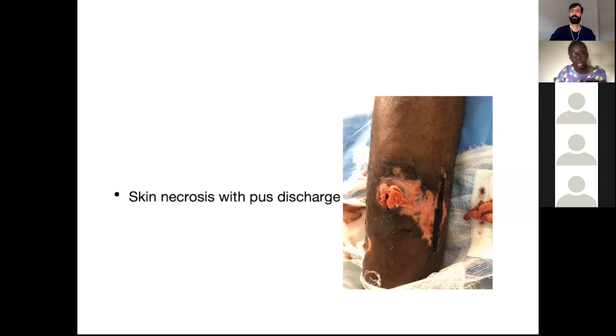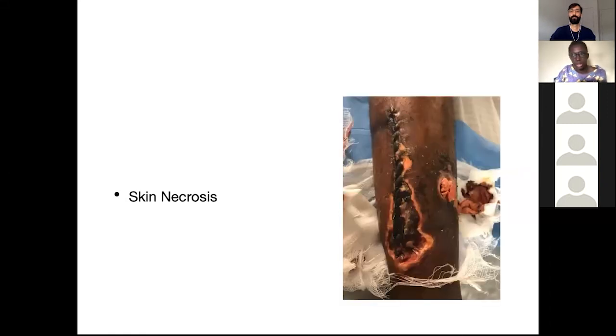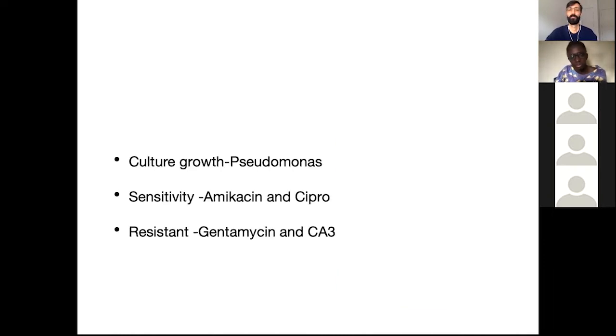So we started him on those antibiotics and we were fighting with the infection. We had to do debridement for him. The bone was exposed. He was on amikacin and then Cipro. He was even resistant to gent, but amikacin was not readily available.